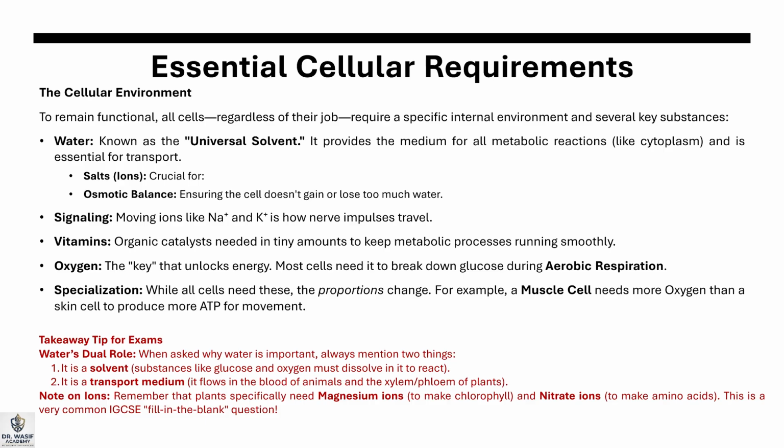So you should also keep this in your back pocket for plant questions. Plants specifically need magnesium for chlorophyll and nitrates for proteins. Magnesium requirement for chlorophyll, we shall discuss under the chapter on plant nutrition and photosynthesis. There we shall discuss that in detail. So you will see that pop up in fill in the blank questions all the time.